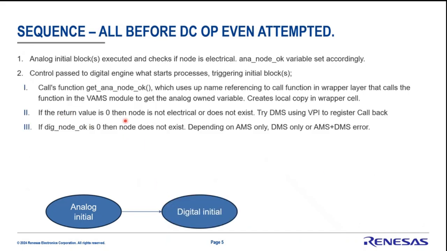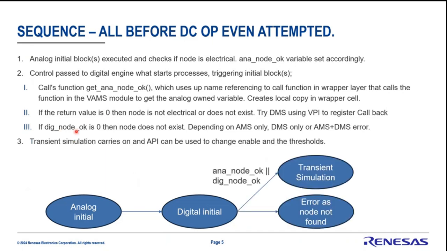So if the return value is 0, then the node is not electrical or does not exist. So we want to try DMS. And we do this using the VPI to register a callback. If the dig_node_ok is 0, you could basically go, the node doesn't exist, it's not digital, it's not analog. So if you're expecting that net in your design, you'd probably want to error out at this stage. So that's why I said it depended on this extra parameter to say whether it's AMS only, etc.